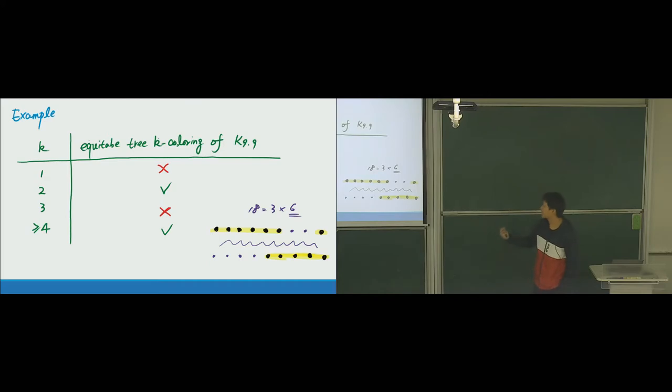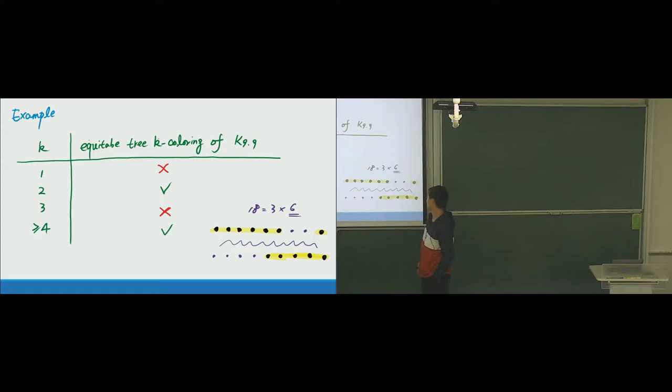But the problem comes from the case k is 3. When k is 3, this graph cannot have an equitable tree 3 covering, because this graph has 18 vertices. If we have an equitable tree 3 covering, then each color class takes 6 vertices. We know each color class induces a forest, so six vertices may be like this or like this. That means an independent set or a star.